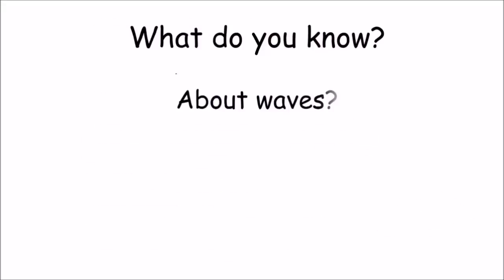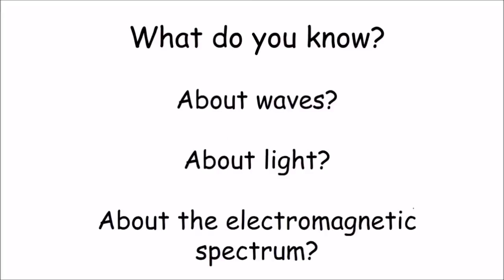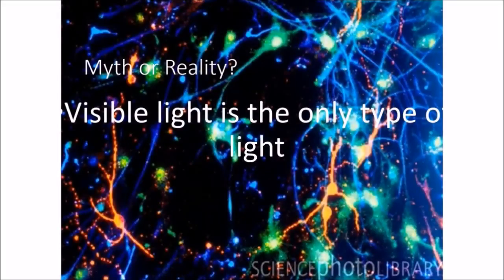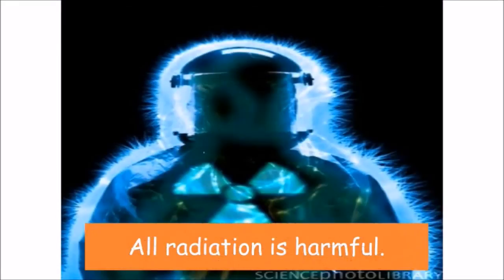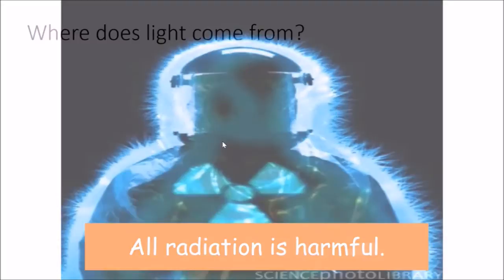So what do you know about waves and light and about the electromagnetic spectrum? You have known about waves and light by now. Now the electromagnetic spectrum. Myth or reality: visible light is the only type of light. What you can see is what you observe. So what is radiation? All radiation is harmful. Is it so?